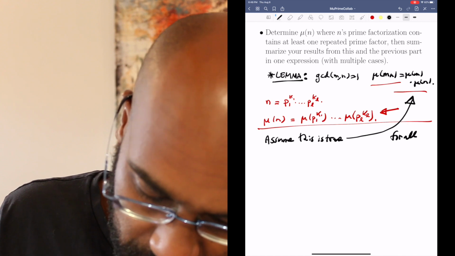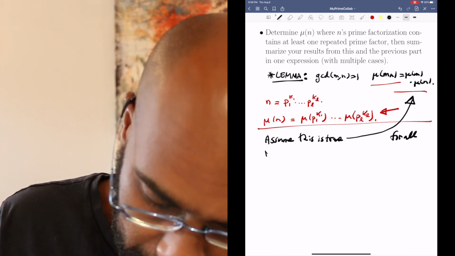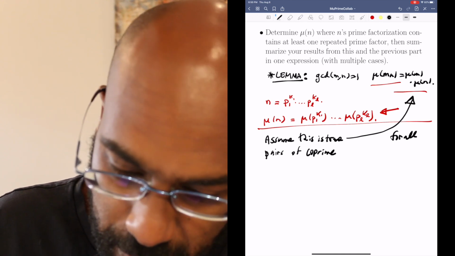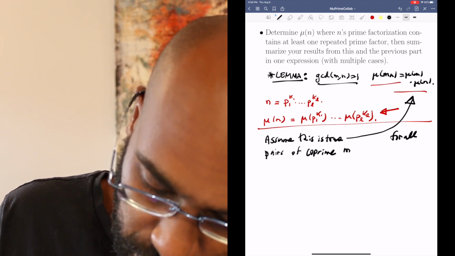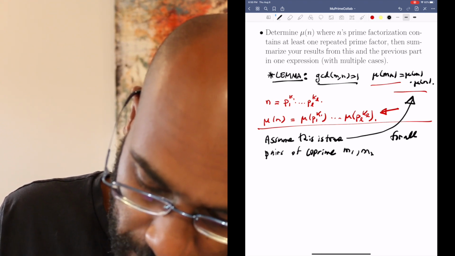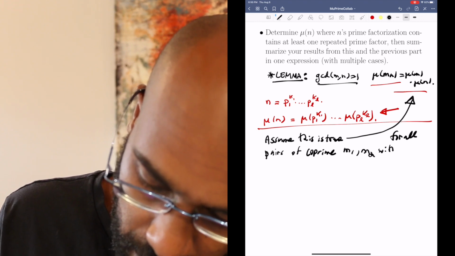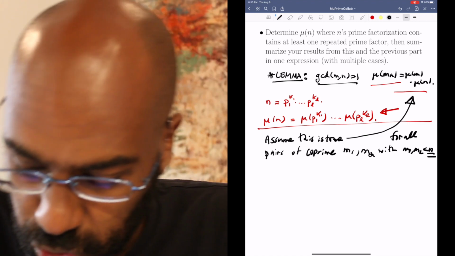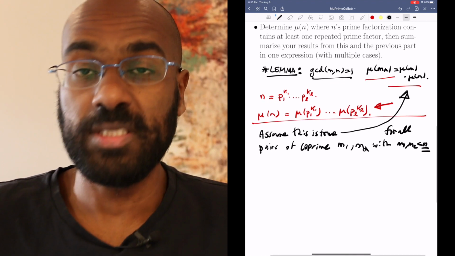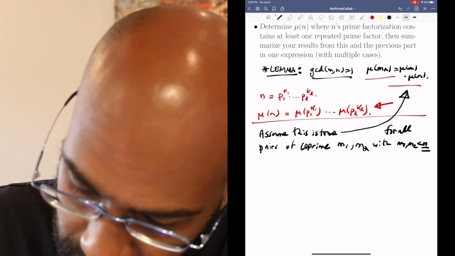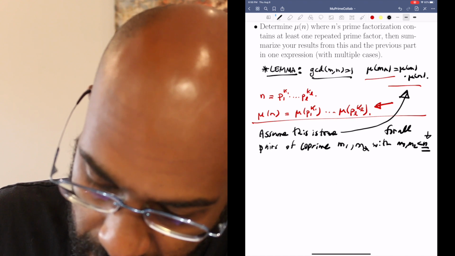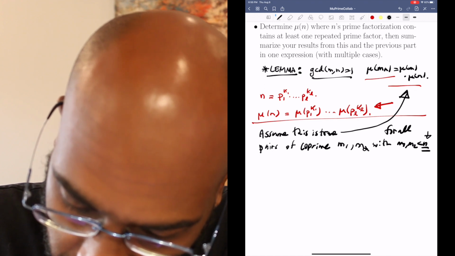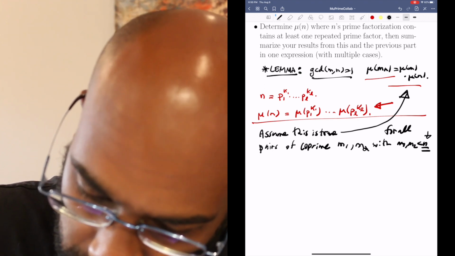for all pairs of coprime integers m1, m2, where coprime means that they have GCD 1, with m1 and m2 less than some specific positive integer n. So we're assuming that this quantity holds inductively for smaller values, and then we want to see what happens with a particular value n. What I mean here is we're thinking of n as the product of two numbers.